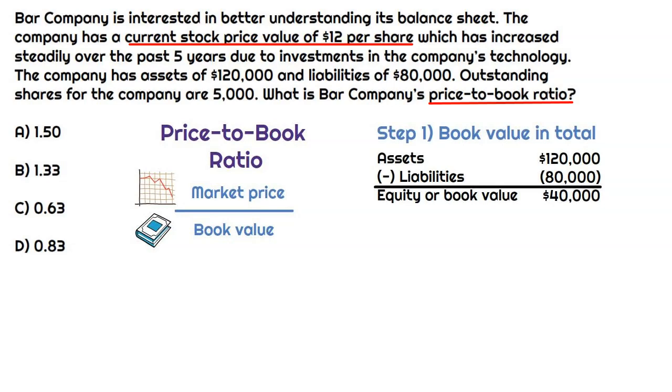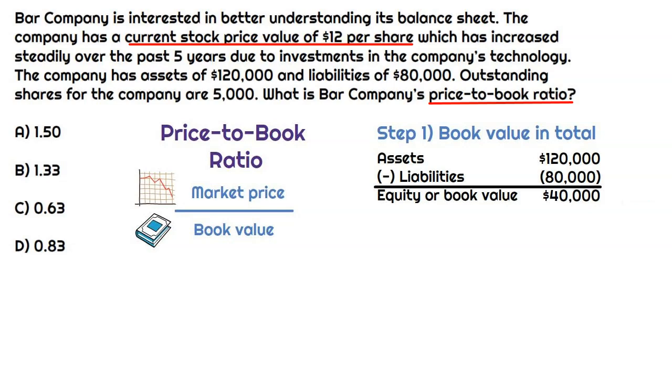So our first step is going to be to calculate the book value in total, right? This isn't on a per share basis. This is just total book value. And book value is similar to net assets or equity, right? And the question gives us assets of 120,000 and liabilities of 80,000. Well, we know assets equals liabilities plus equity. So that means if we take assets of 120,000, subtract liabilities of 80,000, we're going to get the equity or book value of the company, which is $40,000, right?